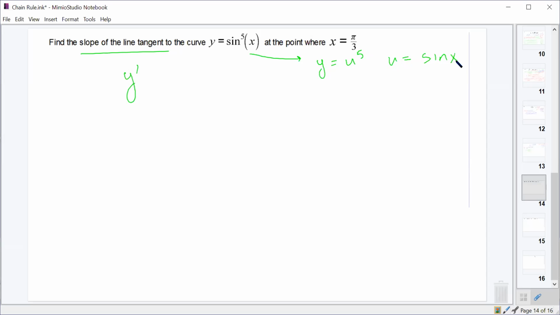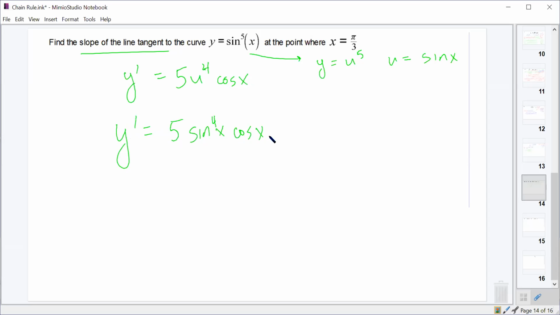So what's the derivative of u to the 5th? 5u to the 4th. And then times the derivative of sine x, which ought to be cosine x. And u was sine, so this is y prime equals 5 sine to the 4th x cosine x. Everybody good with that being the derivative? Yeah. Cool.